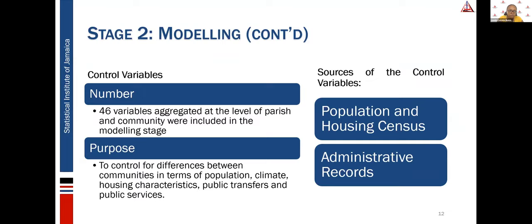We also had some control variables, a total of 46 of them, and these were aggregated at the level of the parish and the community, and they were included in the modeling stage. The purpose of these control variables was to control for differences between communities in terms of their population, climate, housing characteristics, public transfers, and public services. The sources of the control variables were both the population and housing census and also administrative records and other data sources.